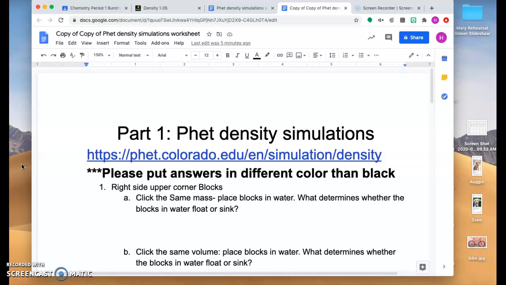We talked about it, number one, in terms of whether something sinks or floats in water. If something sinks, it's more dense. If something is floating, it's less dense.